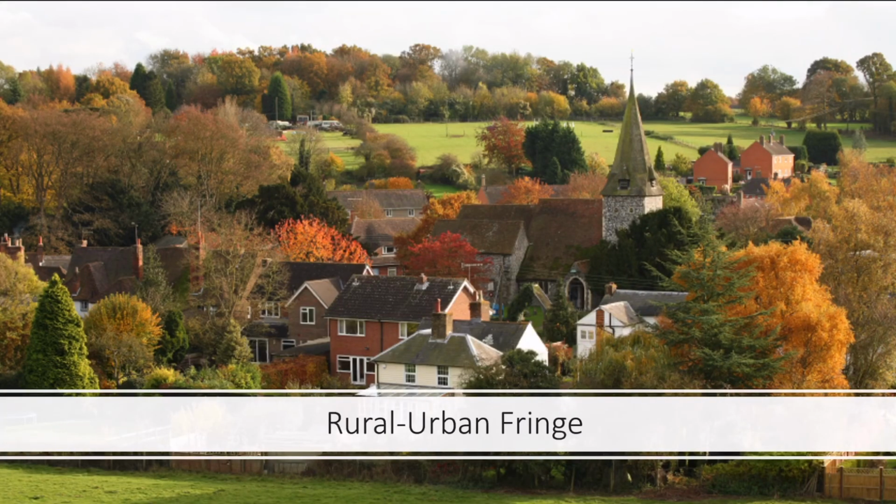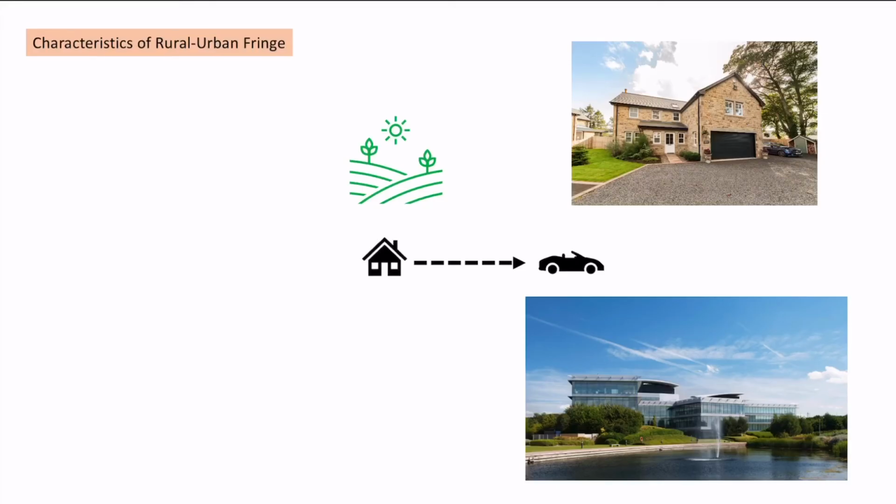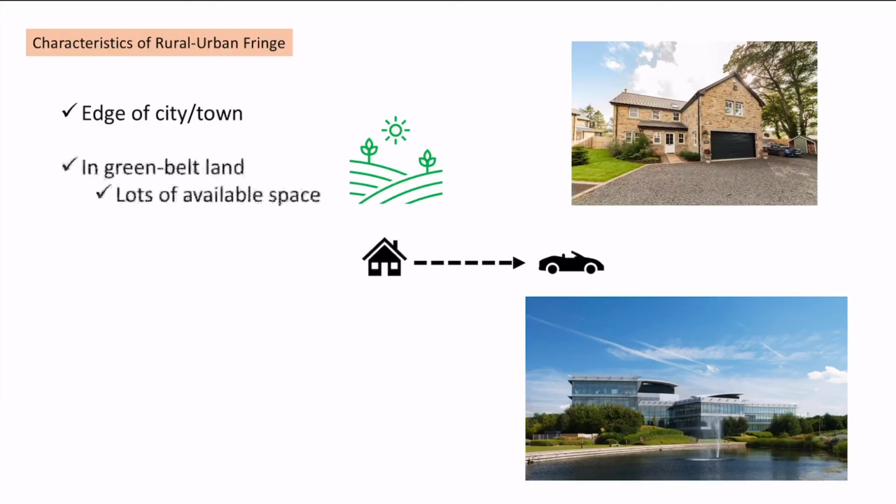The last major area that we need to talk about is the rural urban fringe, and this is that boundary between the urban area that's growing out and the rural area beyond it. So again, this has slightly different characteristics to other bits of the city. It's on the edge of the city or town, in the greenbelt land. So there's lots of space for expansion, and therefore that will affect the type of land use being found here.